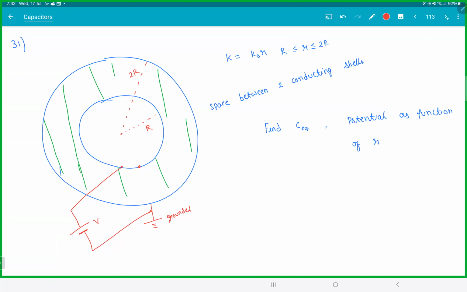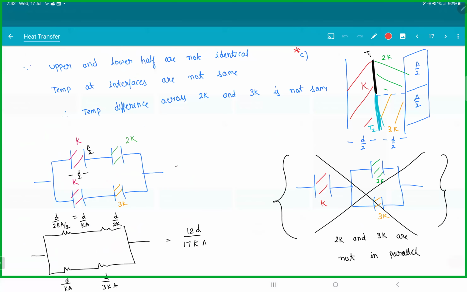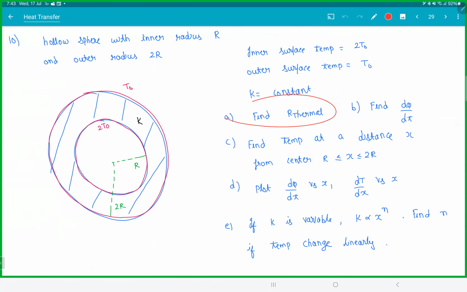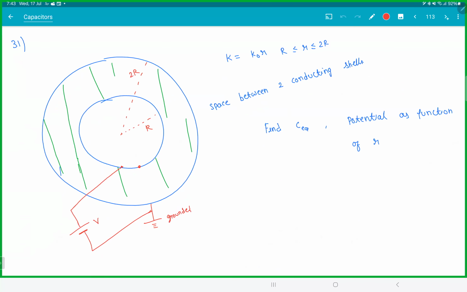Is the question clear? How is this question like heat transfer? Inside temperature is 2 T naught, outside temperature is T naught. Find R thermal, find the current flow, find the temperature at distance R. We did a lot of stuff. It's a pretty good question even in heat transfer. This is a simpler version of that. Let's get this.